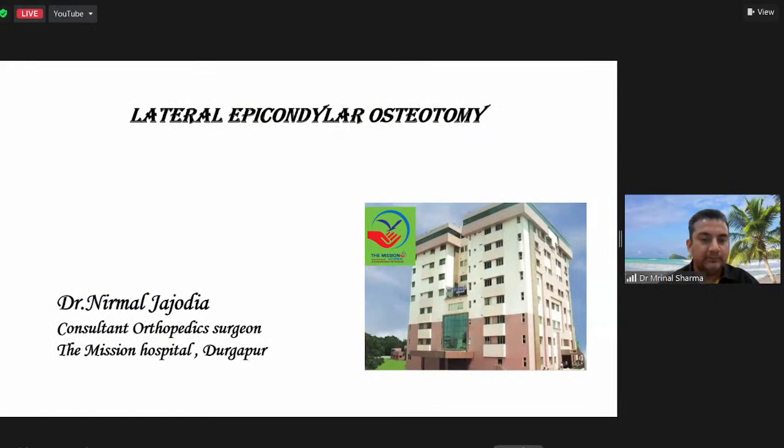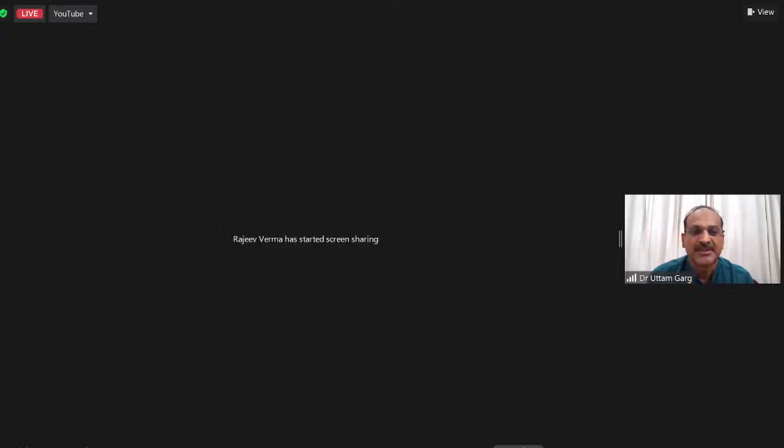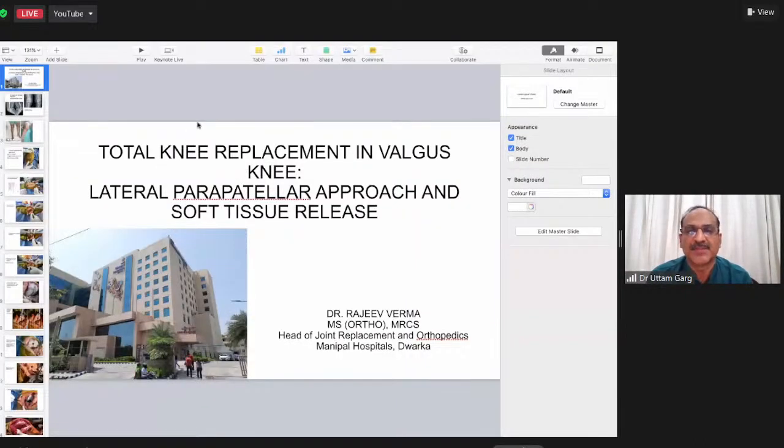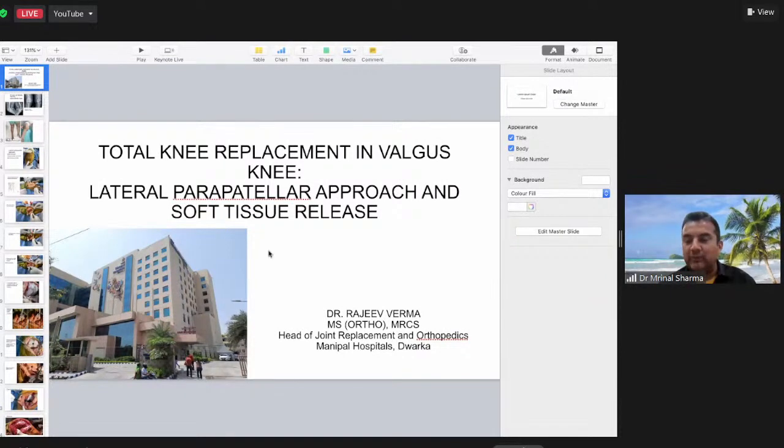Yes, Dr. In this case, you have just already released this popliteus tendon. So which implant have you chosen? Semi-constrained or unconstrained or something like PS or PSCR? After release, I could balance the knee. So I did not need to use any constraint. I used simple PFC Sigma with the stem extension. That's it. And it was totally balanced. You can see on table.